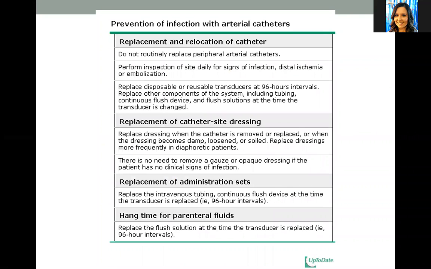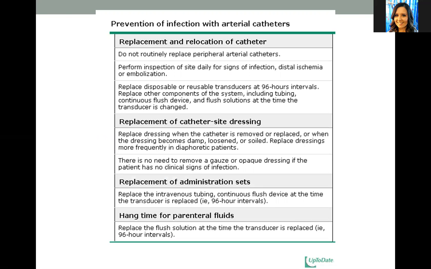So here are some evidence-based interventions for preventing infection with our arterial lines. We don't routinely replace them. They go bad, we take them out. We don't replace them at every 96 hours, say. We just leave them in. We are going to assess them daily for signs of infection or distal ischemia, so your digits, your fingers, look for blood flow, cap refill, color, and temperature, or signs of embolization, so maybe a clot formed at the end of that line.